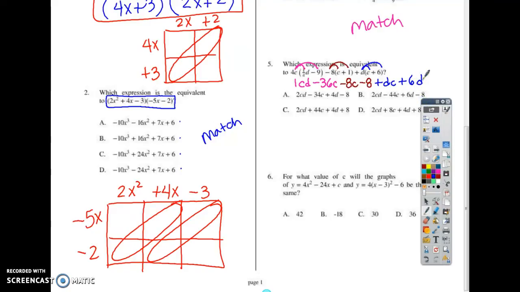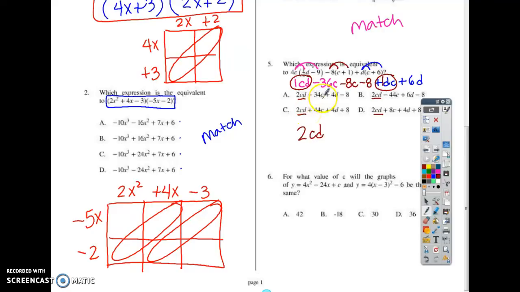Now you're going to combine like terms, the ones that look alike. So if you look at the answer choices, cd happens first. So this one has a cd and this one has a cd or dc, same thing, right? So when you add them, 1 plus 1 gives you 2cd. They all have 2cd.